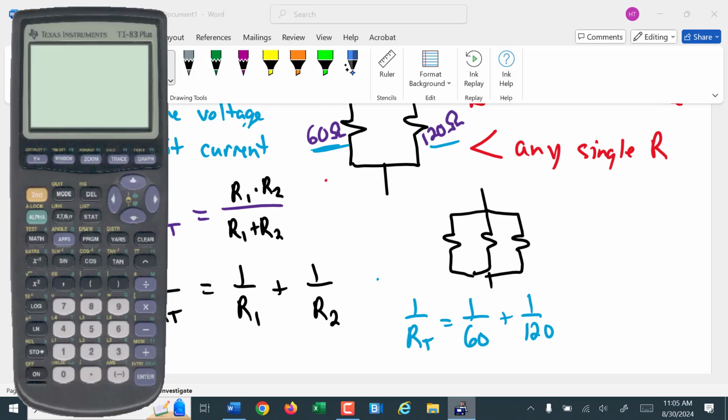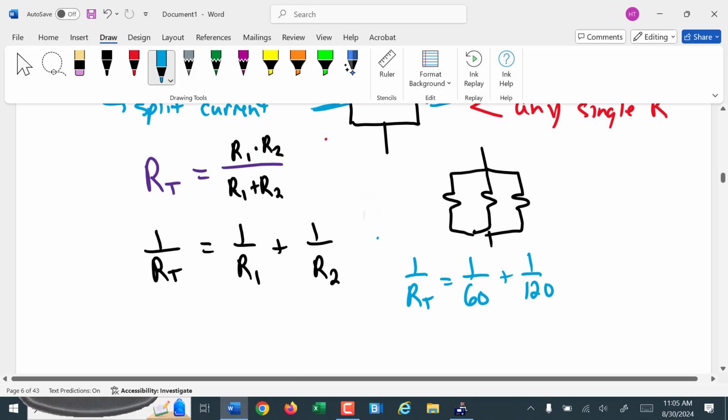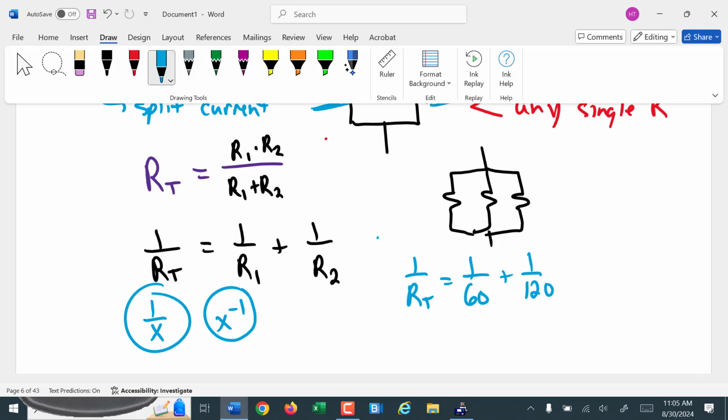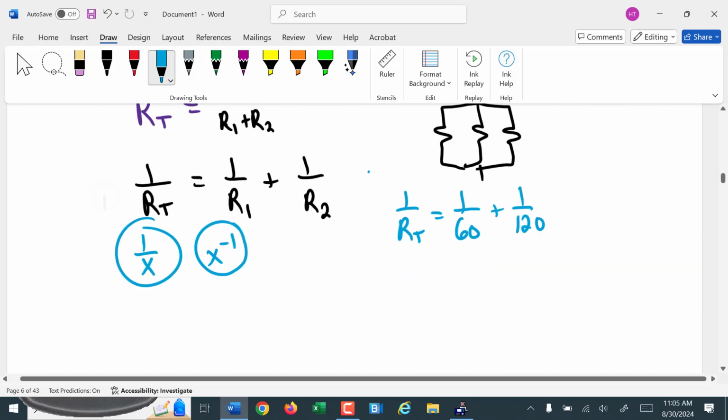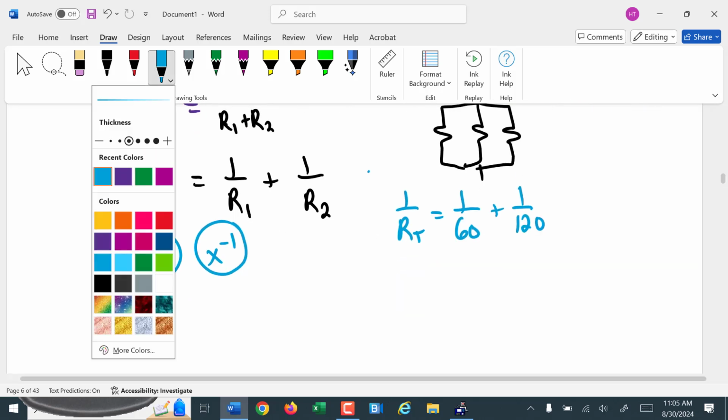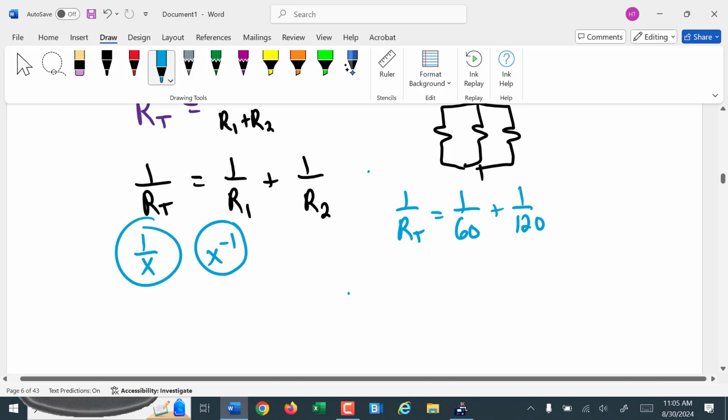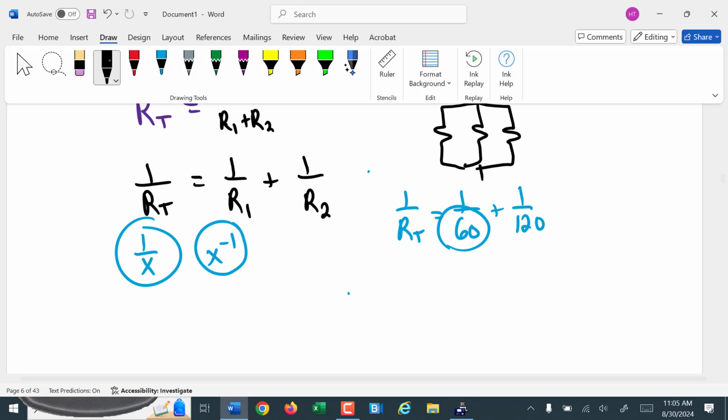So if I'm using these resistances up here, 1 over my total resistance equals 1 over 60 plus 1 over 120. On your calculator, depending on what you have, you all have a button that is either a 1 over x key or an x to the negative 1 key. Both of those mean the same thing. They are the reciprocal key.